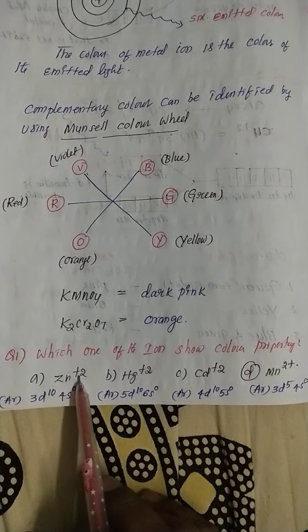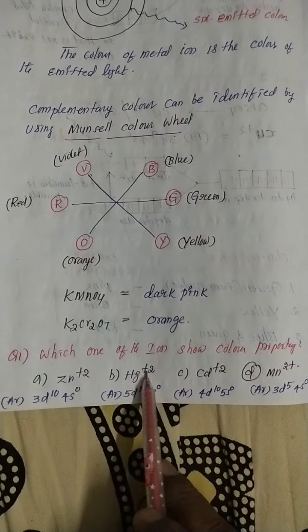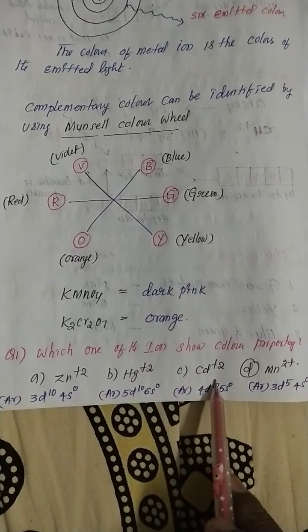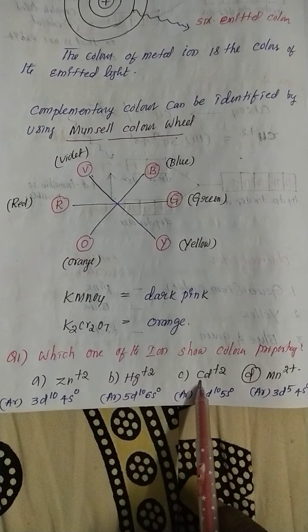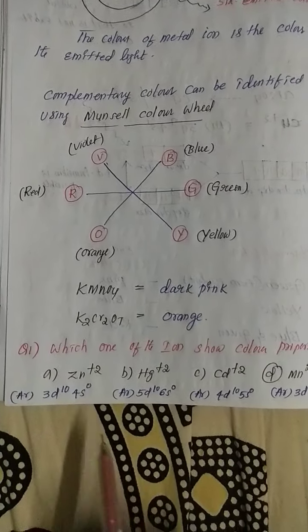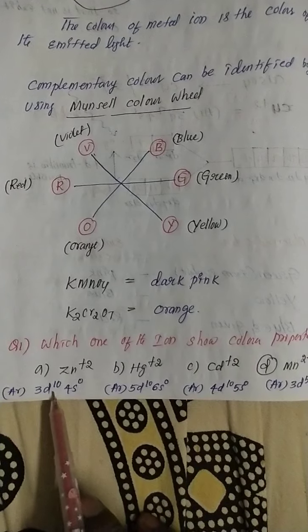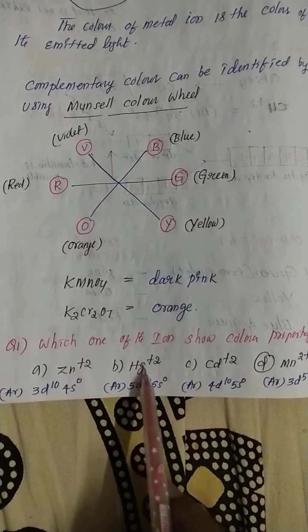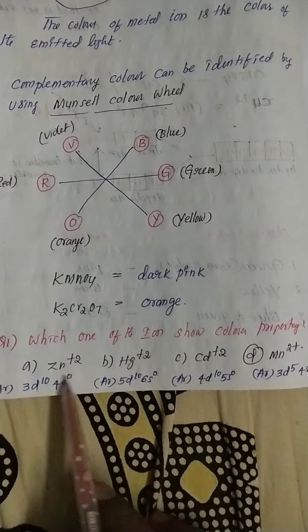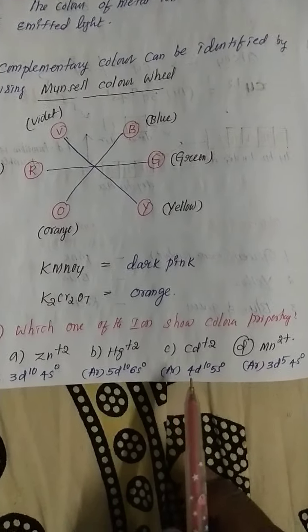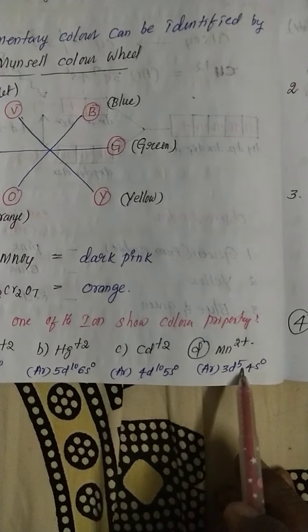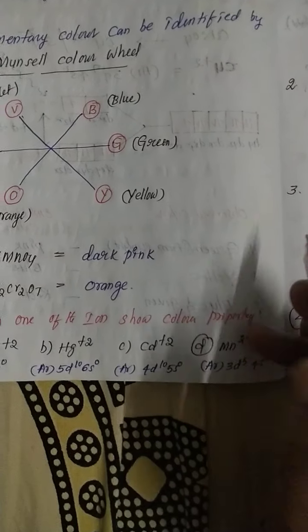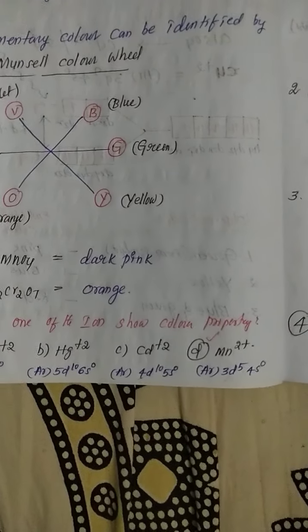Already said, zinc +2 no color, mercury +2 no color, cadmium +2 no color, because zinc ion, mercury ion and cadmium ion have completely filled 10 electrons in the d orbital. See 3d10, 5d10, 4d10. So these 3 compounds never show any color property. But manganese 2+ means 3d5, 5 unpaired electrons, means definitely it has color property.